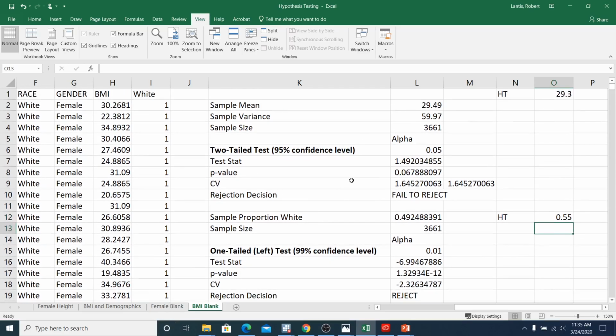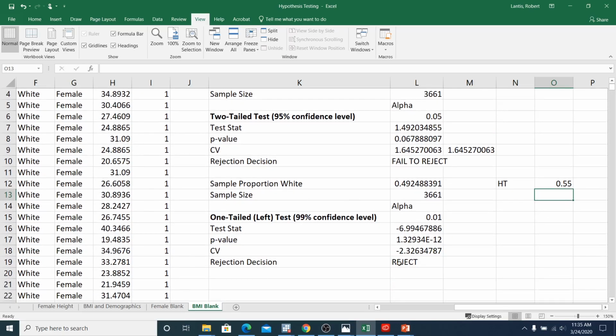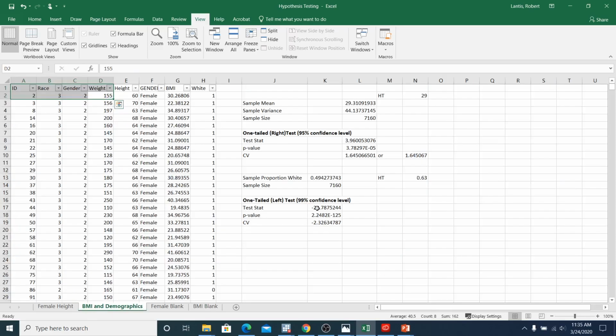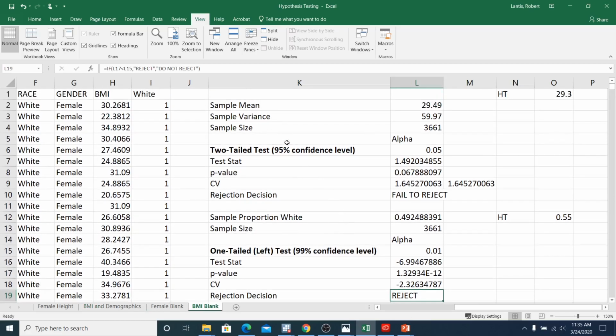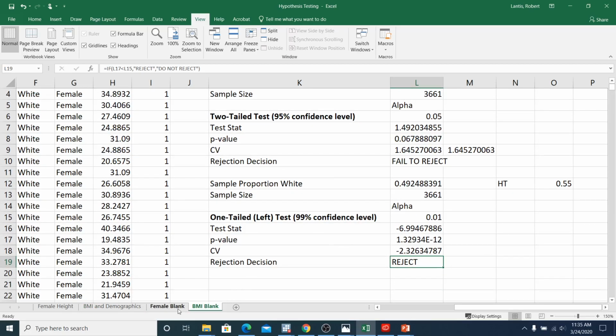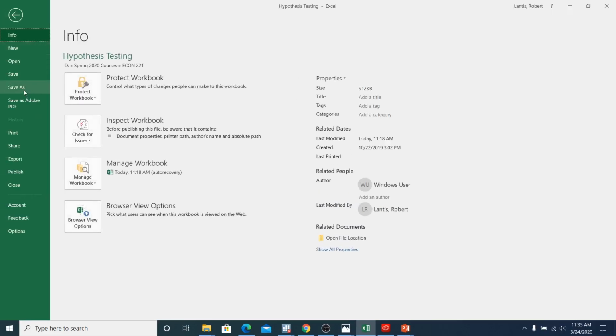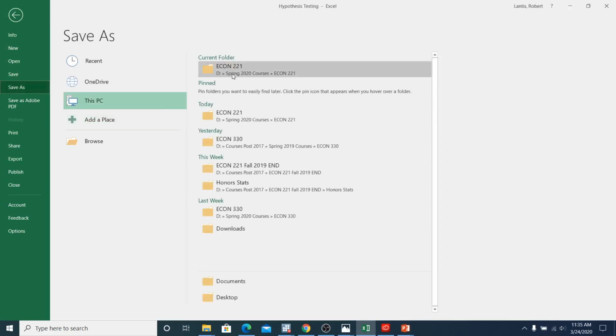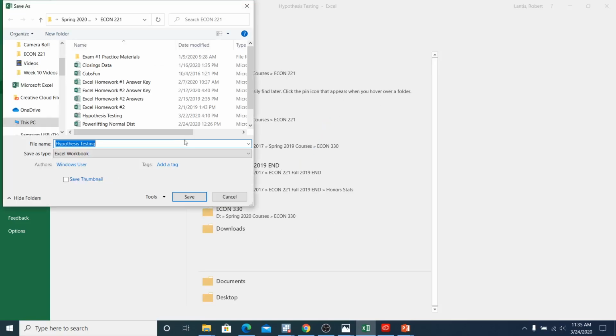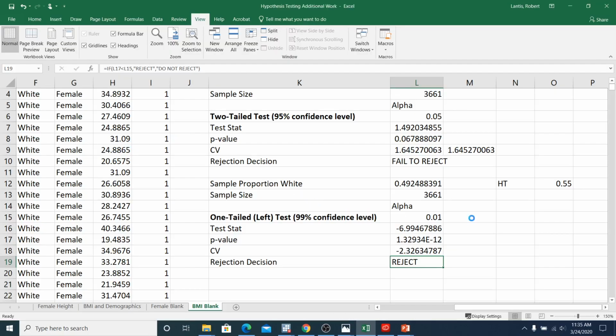So this is how you would do hypothesis testing in Excel. Like I said, I'm not going to require you to use these IF statements in your homework, but if you want to, you can, because I do ask you for the rejection decisions, and you can put those in there if you want. Since I have worked through a little bit of extra stuff here, I'm going to save this and I'll post this up on Canvas, so that you can have those IF statements to look at.